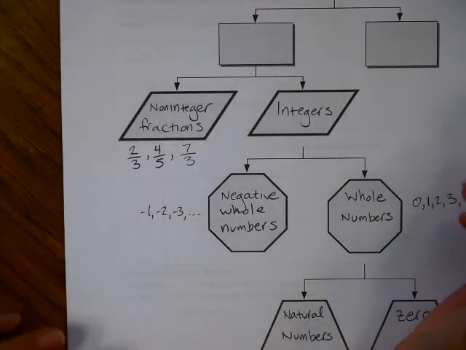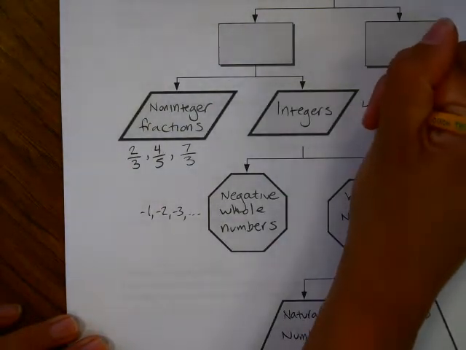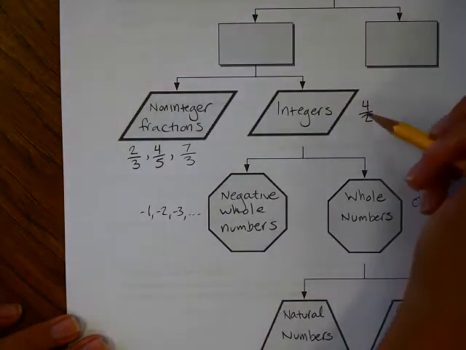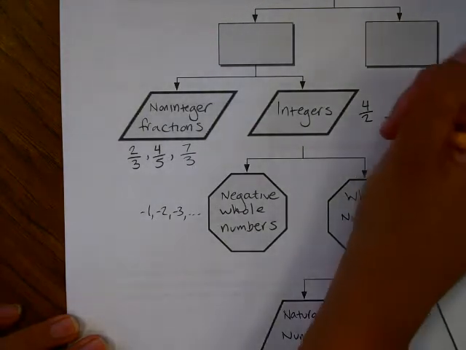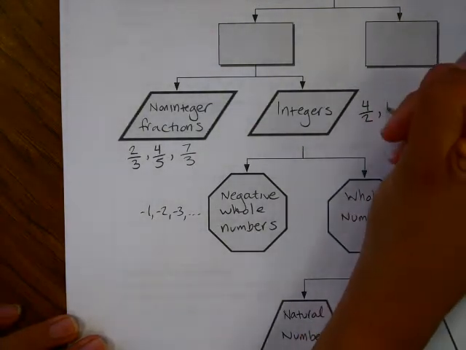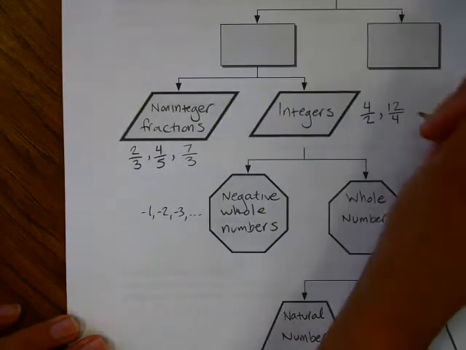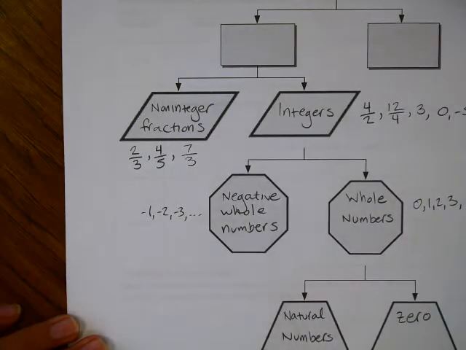And we do. Think about a number like 4/2. Is it a fraction? Sure. But we know that this equals 2, which makes it an integer. So another example, 12/4. It's a fraction, but 12/4 is 3, makes it an integer. Let's add a couple other examples here. For integers, 3, 0, -5.